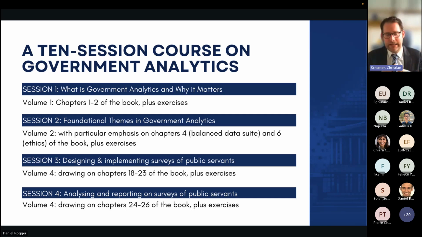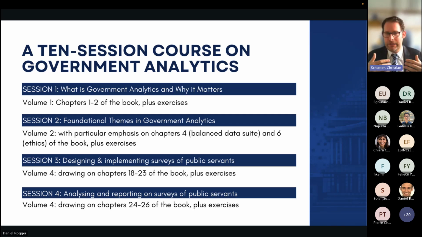So how can a 10-session course look like? Session 1 would in essence cover what we just discussed earlier in this 2-hour session. What is government analytics? Why does it matter? So this is chapters 1 and 2 of the book plus exercises. Session 2, we would suggest, is all about these foundational themes.